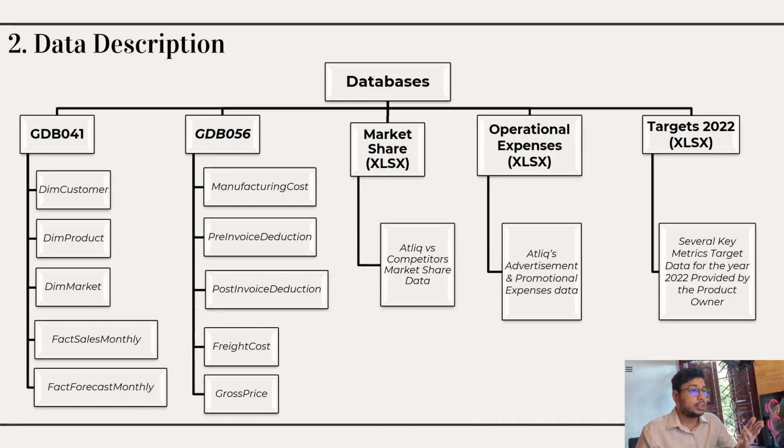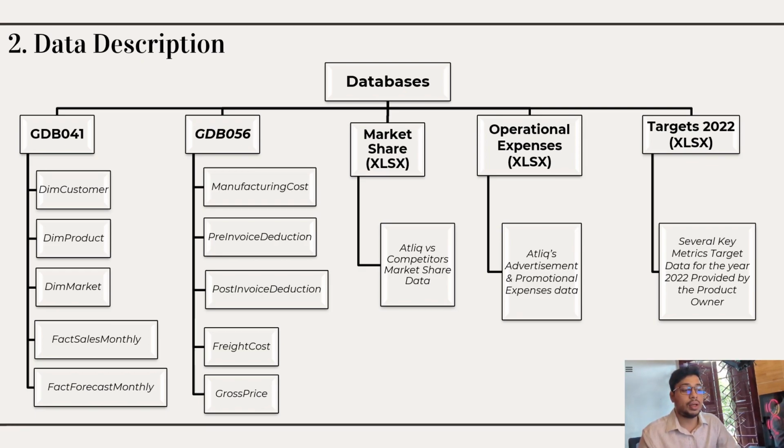After that, from the second database, called GTB 056, we are getting the additional costs, like manufacturing cost, because we are not only selling the products, we are also manufacturing the product. In order to manufacture products, there are many manufacturing costs associated, so we are getting all this information from this manufacturing cost table.